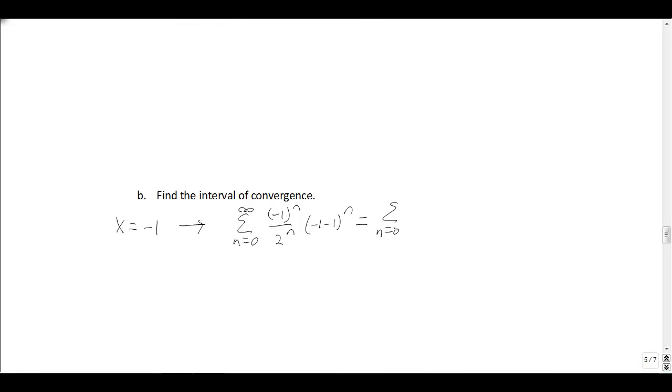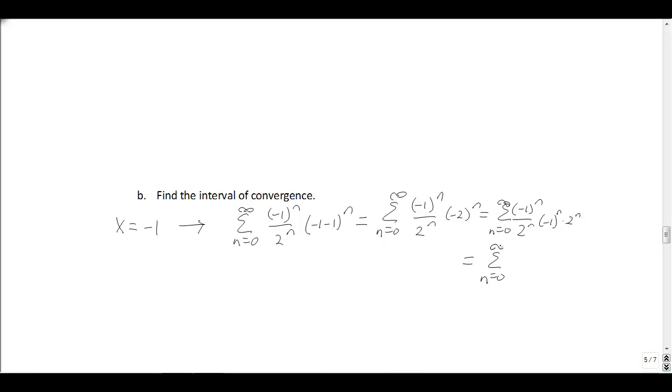So we do a summation, n equals 0 to infinity. I have negative 1 to the n over 2 to the n times negative 1 minus 1, which is negative 2, to the n. And then I can split up that negative 2 to the n as a negative 1 to the n times 2 to the n.